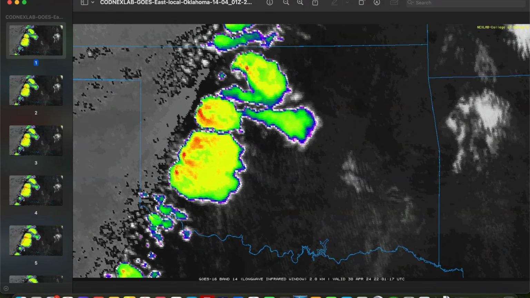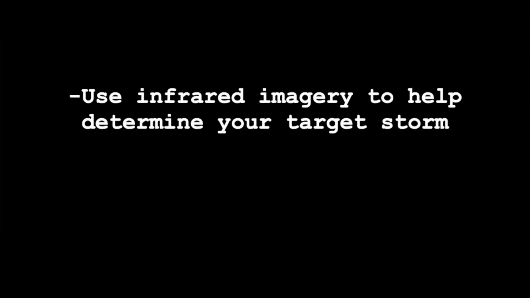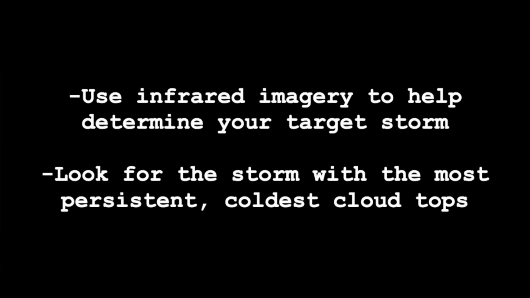Infrared satellite measures brightness temperature, essentially an estimate of the temperatures of the tops of the clouds. Taller, more robust, more intense storms tend to have colder cloud tops, those oranges, reds, and even blacks you see on infrared satellite imagery. So in these situations in which you have multiple storms to choose from, infrared satellite is a great tool to use to identify which storm is perhaps your target storm, which storm is most intense. And you can do that by comparing the cloud top temperatures of each storm. You're looking for the most persistent, coldest cloud tops.